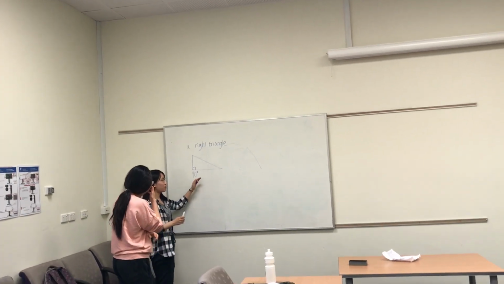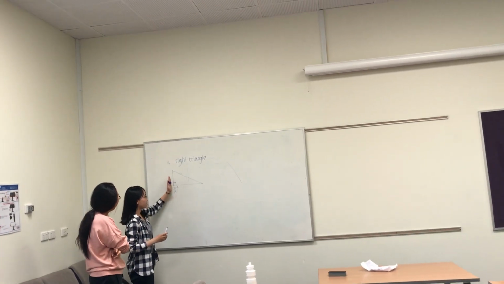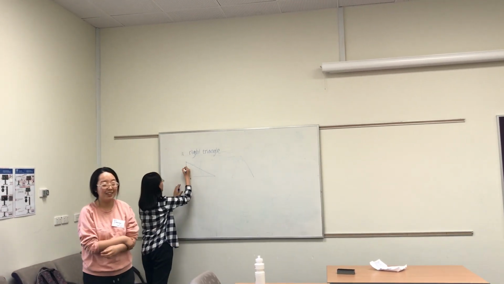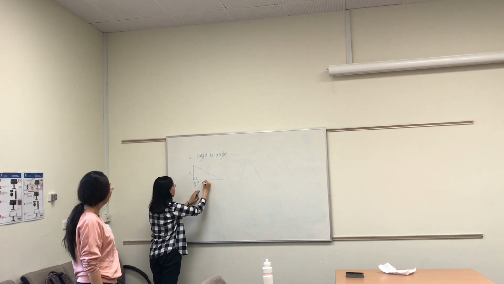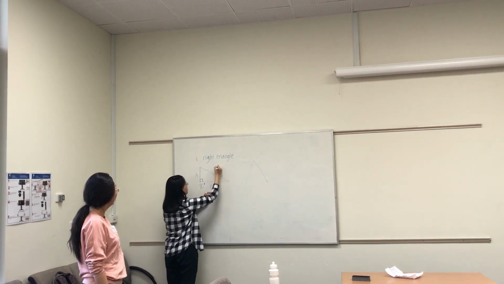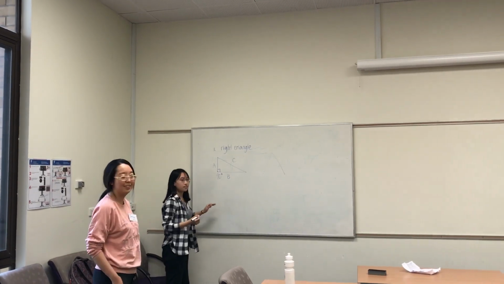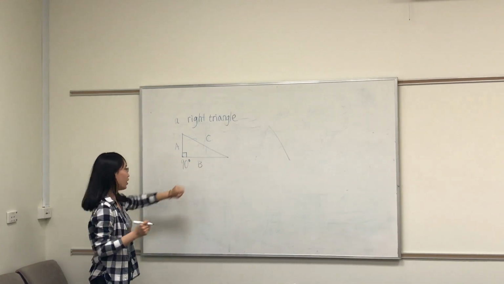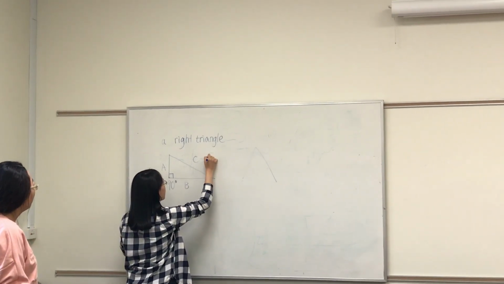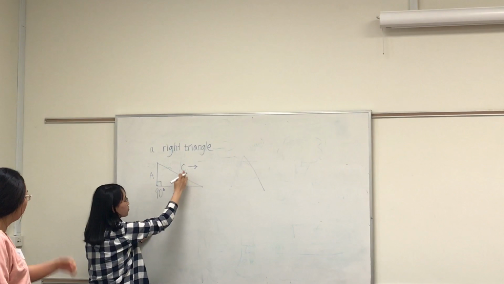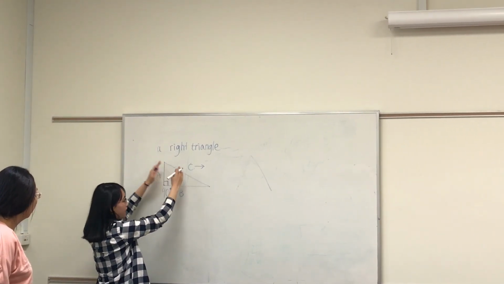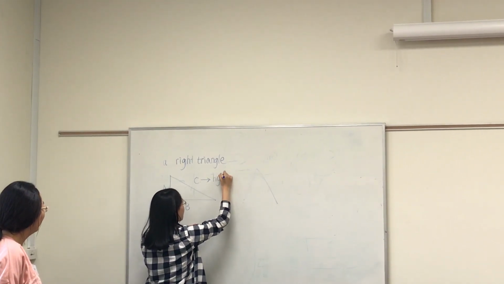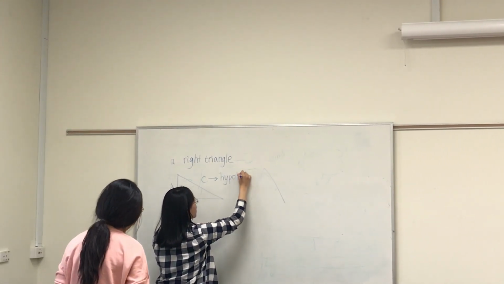Now please tell me which side in this right triangle is the longest. Say this is side A, side B, and side C. C? Everyone goes for C? Yes? Okay, very good. This is the longest side. And we call the longest side in a right triangle the hypotenuse. Hypotenuse.